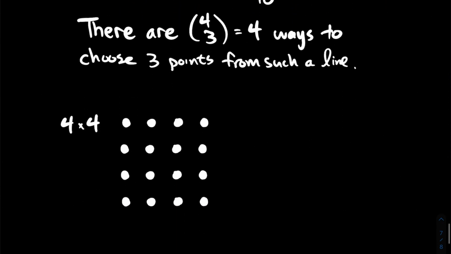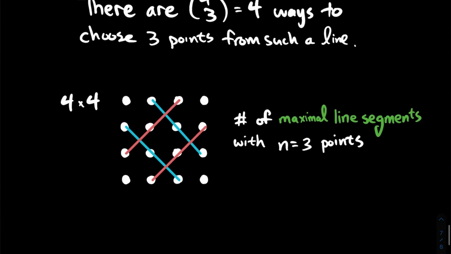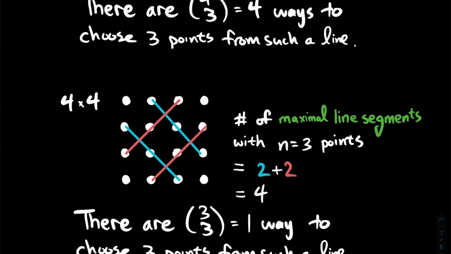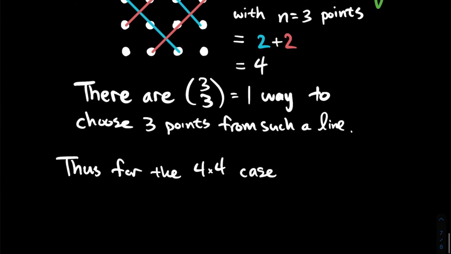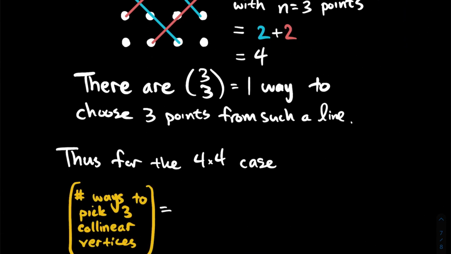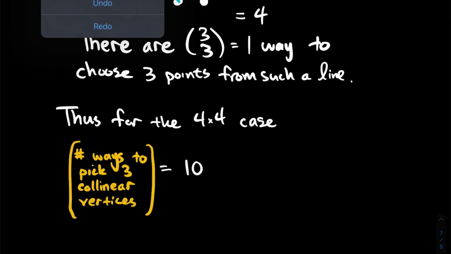All right, back to the 4 by 4 grid. Now let's think about maximal line segments that have 3 points on them. Well, there are 4 of them right here. And for any of those 4 lines, there are 3 choose 3, which is one way to pick all 3 points on that line. So thus, for the 4 by 4 case, what we've got so far is that the number of ways to pick 3 collinear vertices should be equal to 10 times 4 choose 3 plus 4 times 1, which is 3 choose 3.